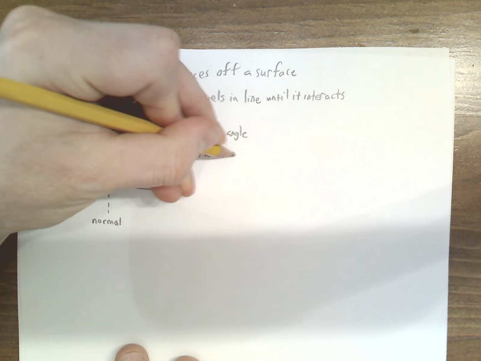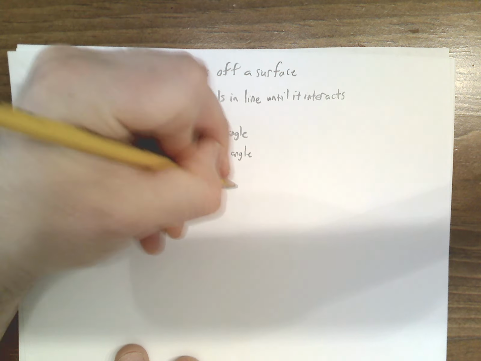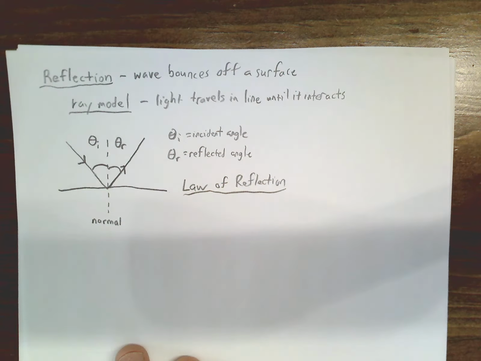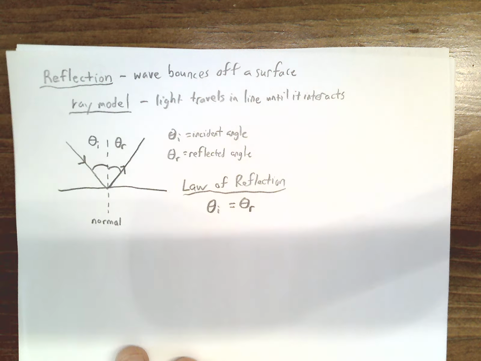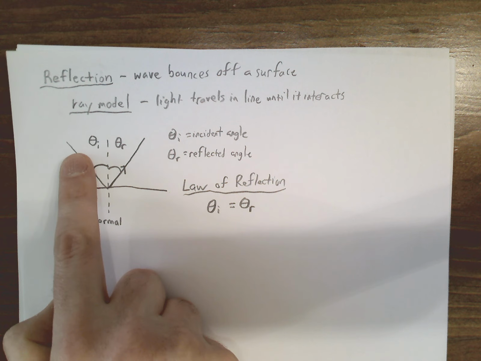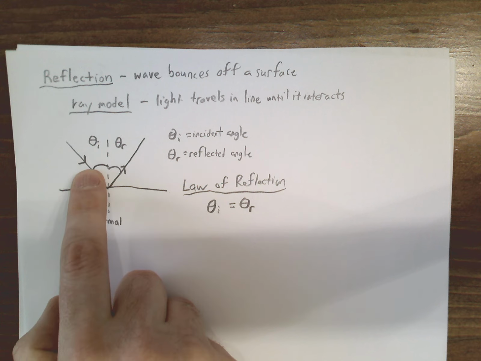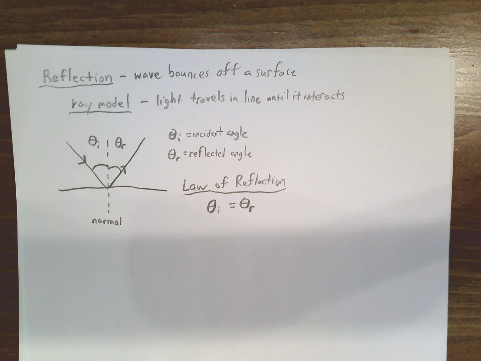The relationship between these two can be given by the law of reflection, which simply states that the angle in is equal to the angle out. The incident angle is equal to the reflected angle. If you know one of them, you automatically know the other one. It always makes a perfectly symmetric angle about the normal line. If this is 32 degrees, this is 32 degrees. So it's a nice, simple, easy thing to remember and apply.